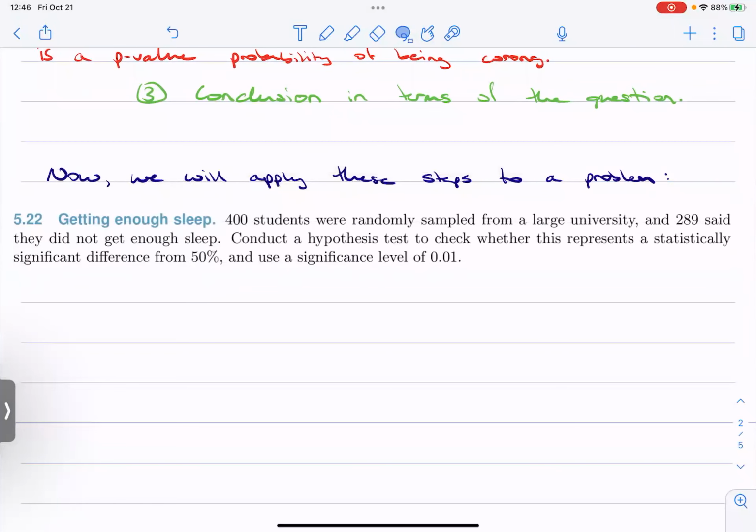It's one of the exercises from the textbook, getting enough sleep. Just read through it. 400 students were randomly sampled from a large university, and 289 said that they did not get enough sleep. Uh-oh. Conduct a hypothesis test to check whether this represents a statistically significant difference from 50%. And use a significance level of 0.01. Okay. We know sort of what's going on here.